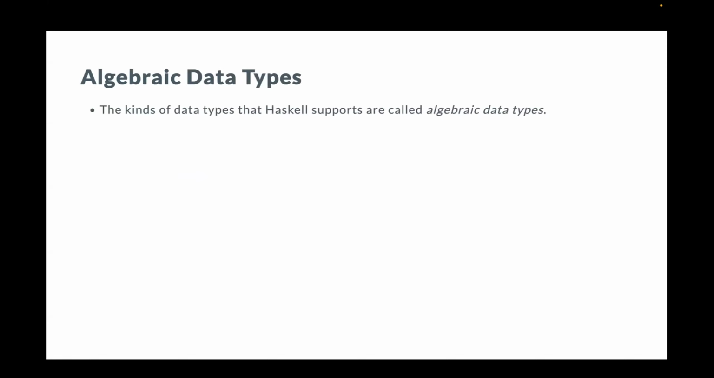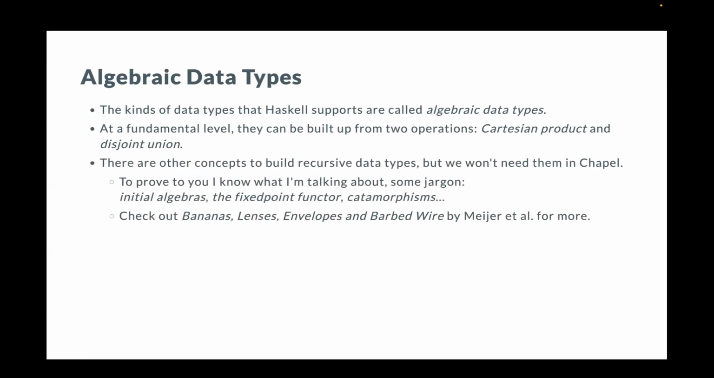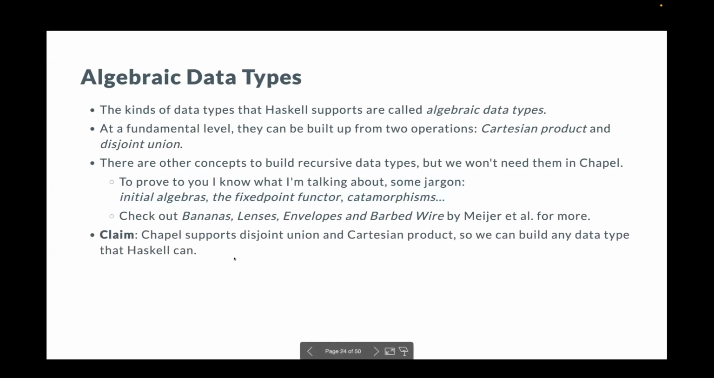In fact, the kinds of data types that Haskell supports, such as lists, are called algebraic data types. And at their core, they're built up from two operations, Cartesian product of types and disjoint union of types. There's a bunch of others that you need in Haskell to build recursive data types, but we won't need them in Chapel, so I'll skip over this. And here are some words that you know that I know that these things exist and I believe in them. But in fact, my claim is that because Chapel supports disjoint union and Cartesian product, we can actually encode any data type that Haskell can encode.